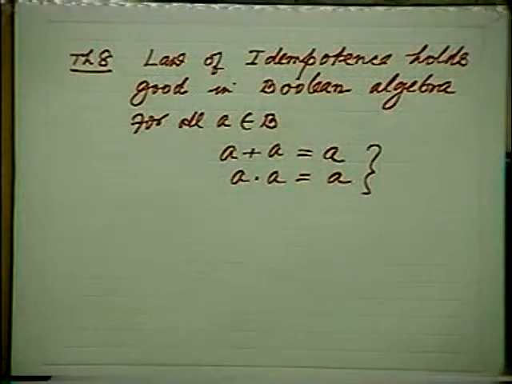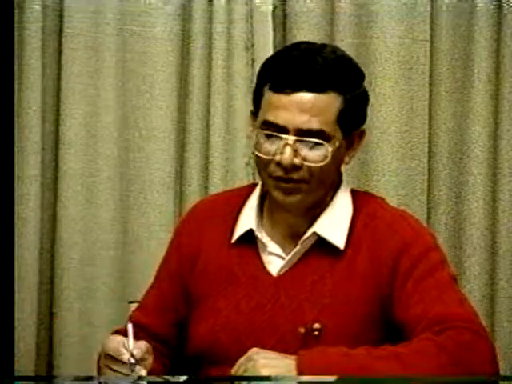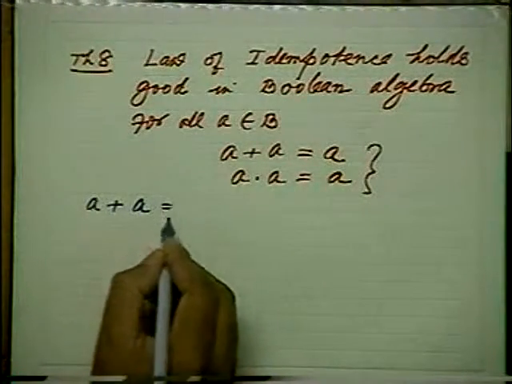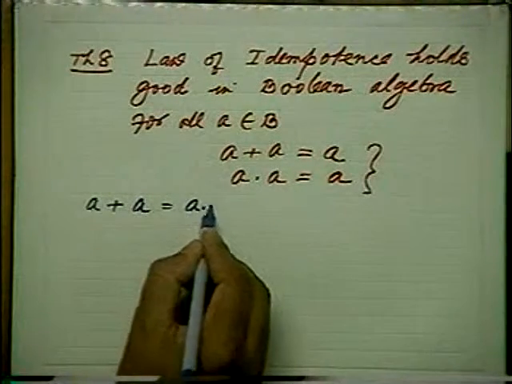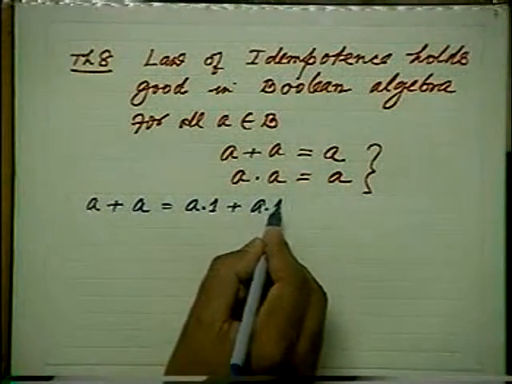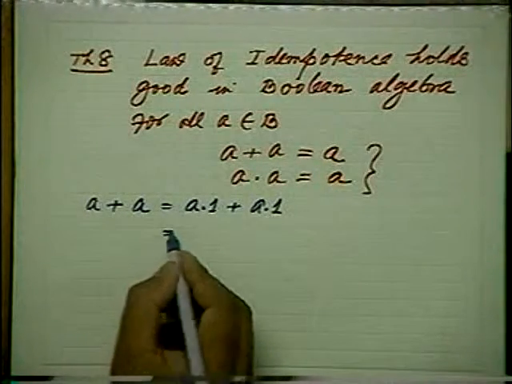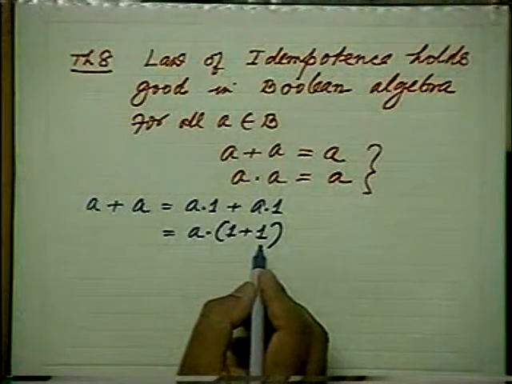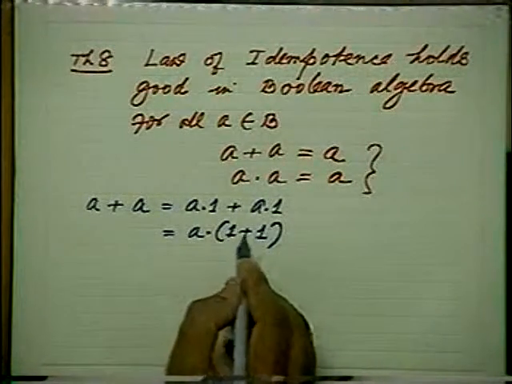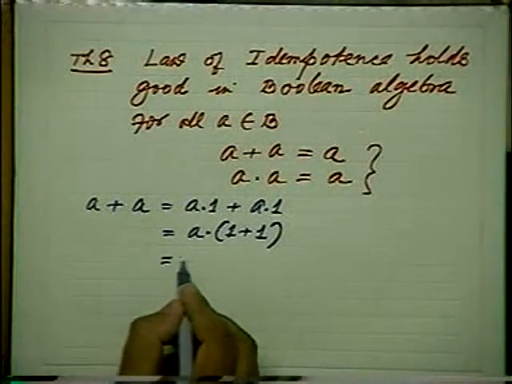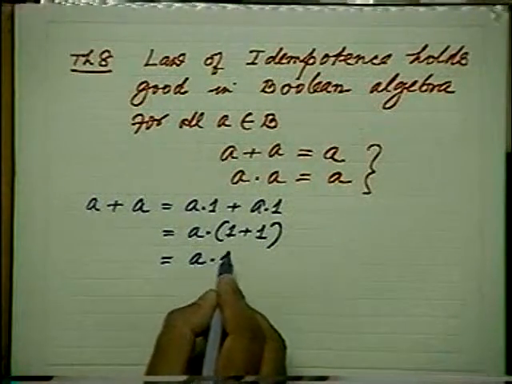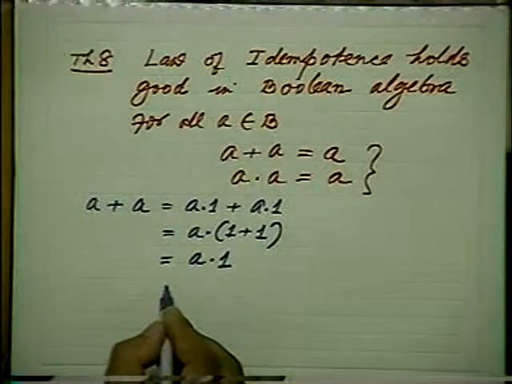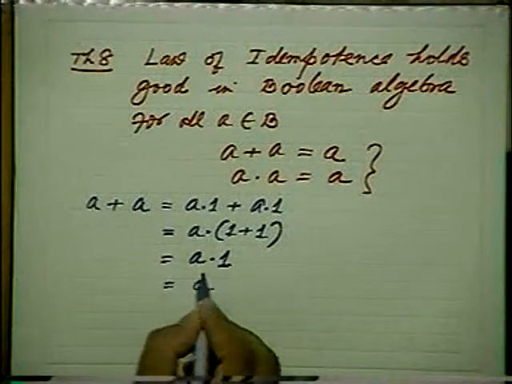Now let's try to give a proof of it. Very simple once more. Say A plus A. I can write this as A dot 1 plus A dot 1. Therefore, I can write it as A dot (1 plus 1). This is by what law? By distribution, the law of distributions. This is equal to A dot 1, and this is therefore equal to A.